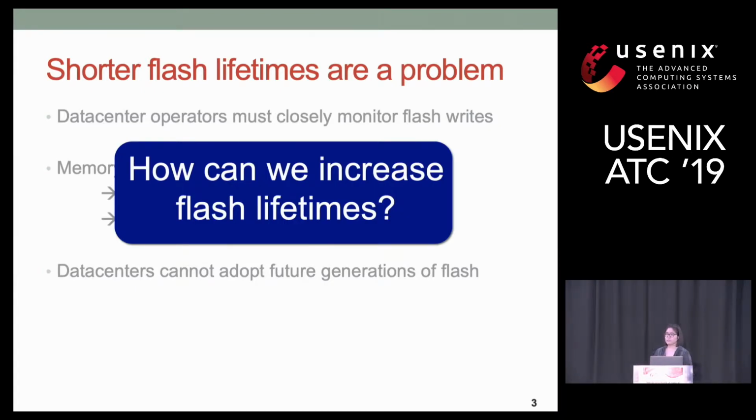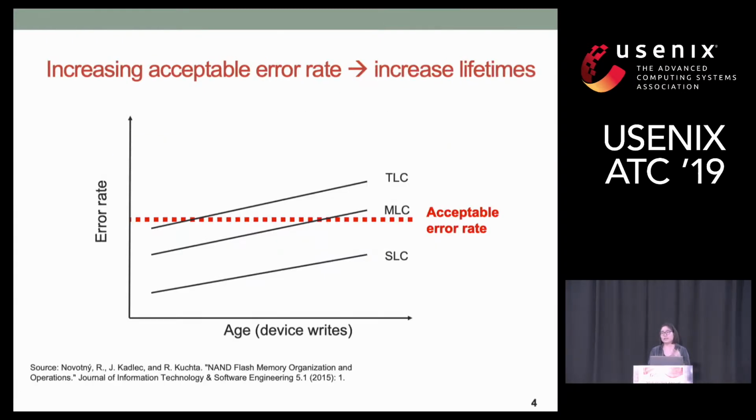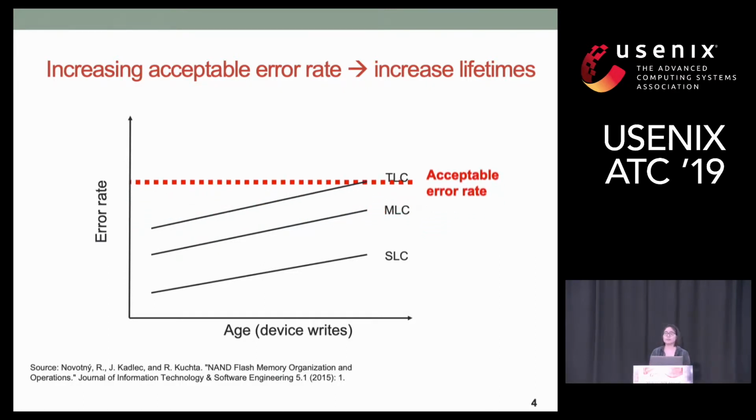So what we're trying to do in this work is figure out how we can increase Flash lifetimes. And the key observation that we make is that by simply increasing this constant acceptable error rate, we can increase the lifetime of Flash devices. So for example, if we look at TLC, we've now greatly increased TLC lifetime simply by moving up this constant line.